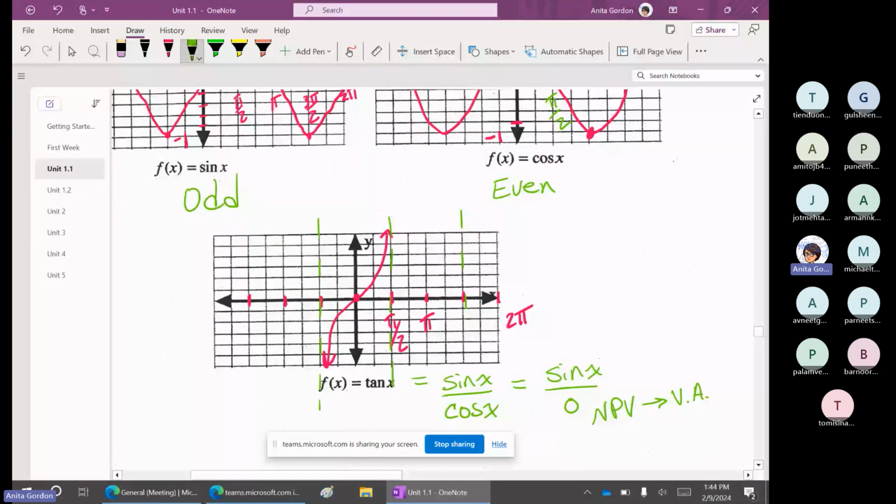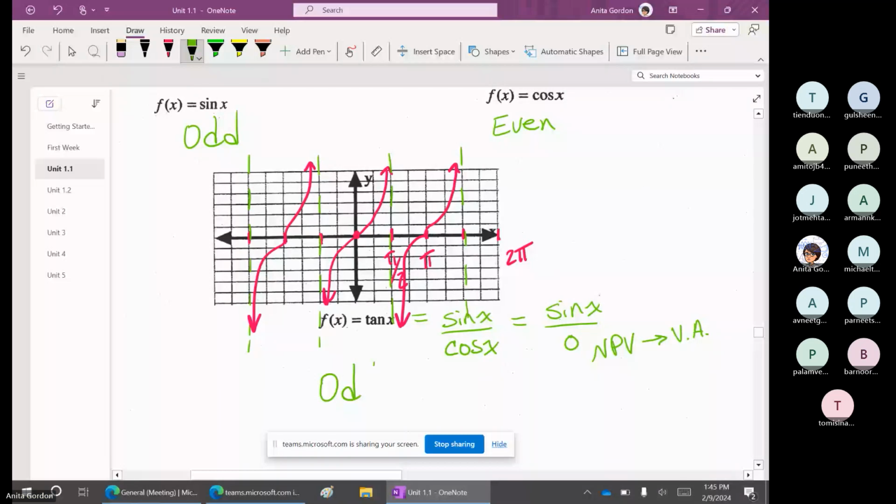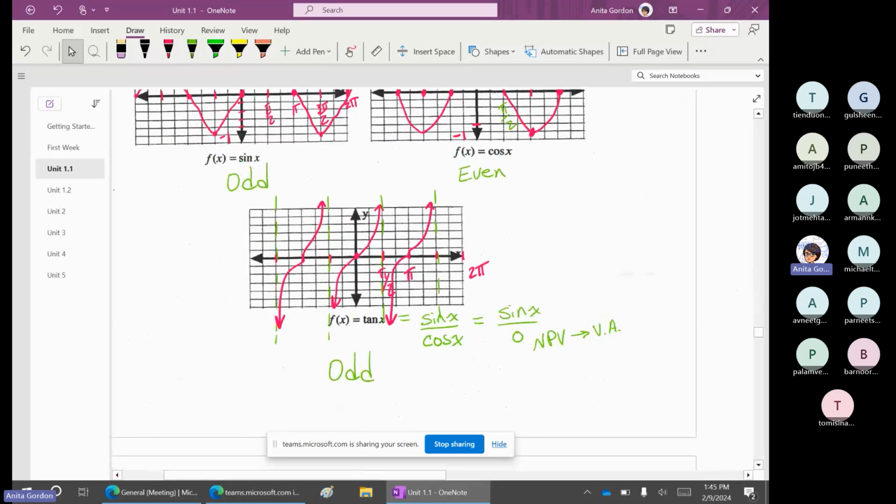So then what happens if I go beyond pi by 2? There's another tangent line, and it's just shifted to the right or shifted to the left. Is it odd or even? Odd. Wonderful. Thank you for correcting me and not just going with whatever I say.